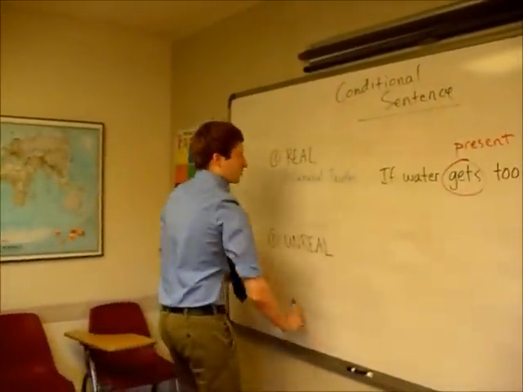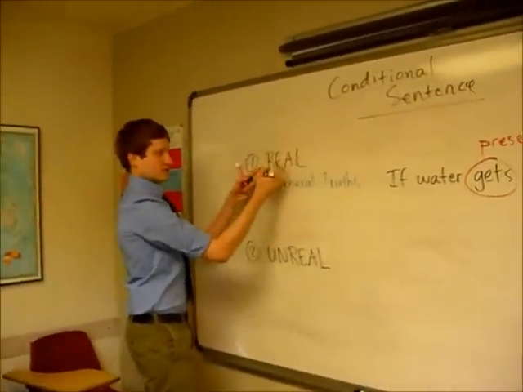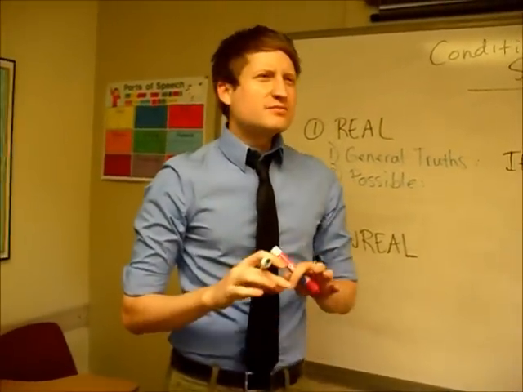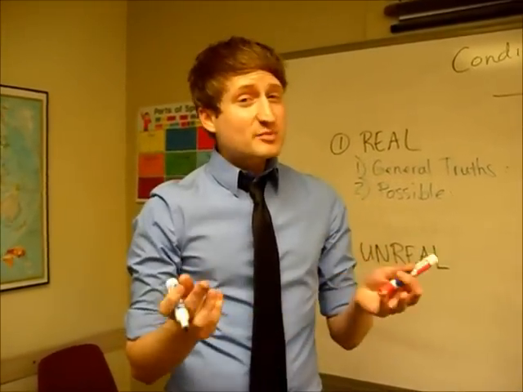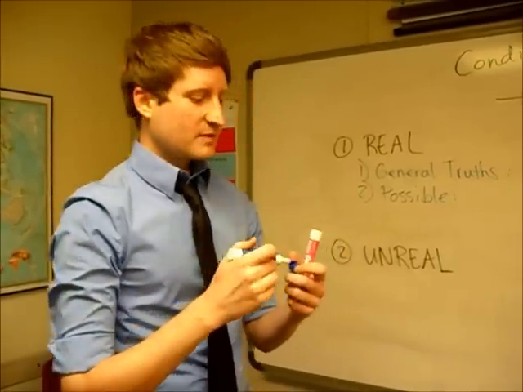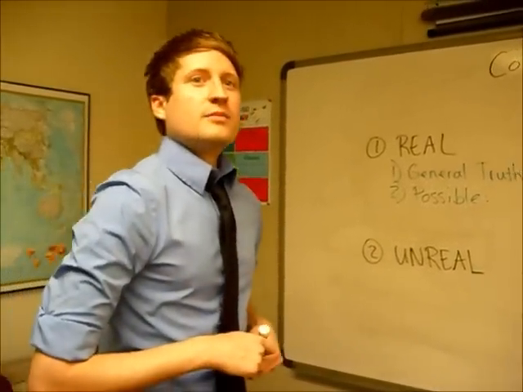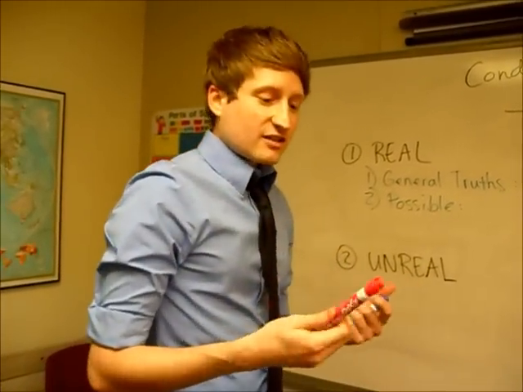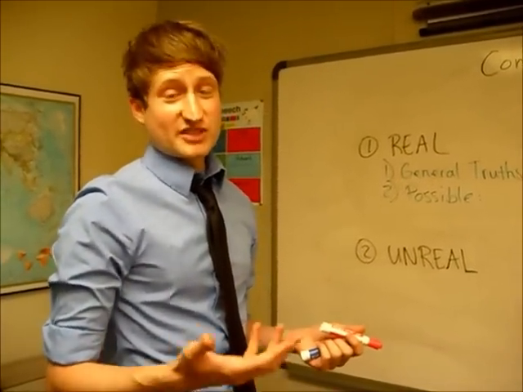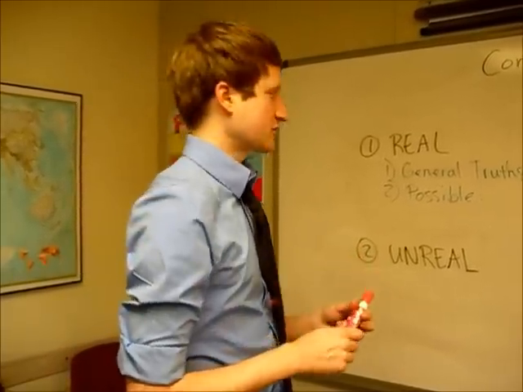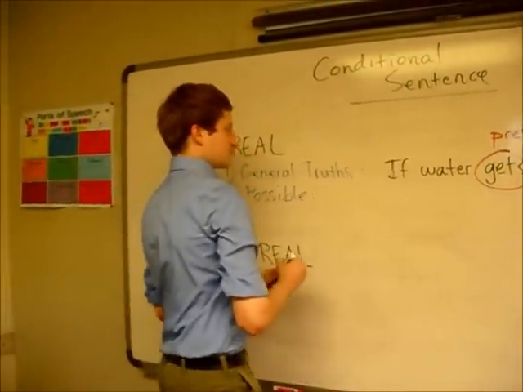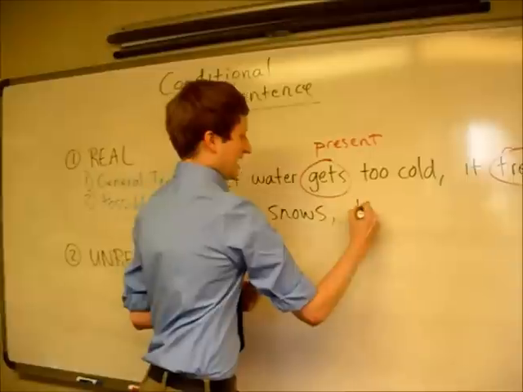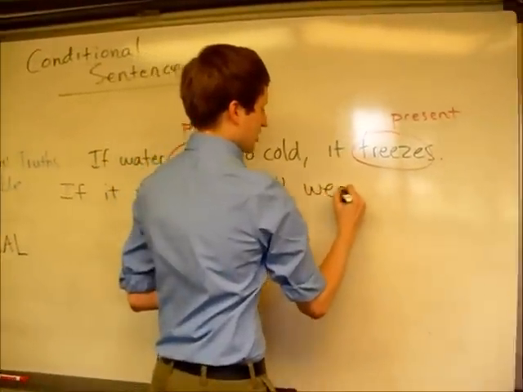There's another situation which is possible, right? Real and possible. In this situation, it's maybe not always true, but it's possible, right? It could happen. It might happen. I'll give you an example. Like right now, it's very sunny. It's a very sunny day. But if later it snows, which is possible, I will wear a coat. Let's write that sentence. If it snows, I will wear a coat.